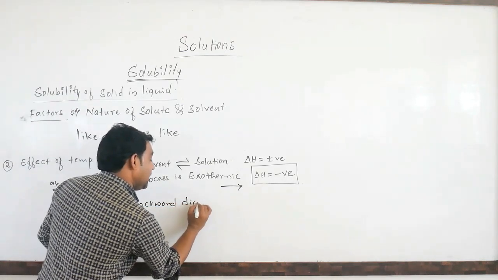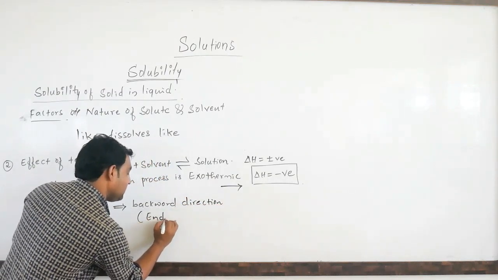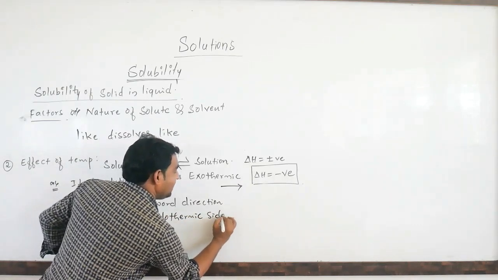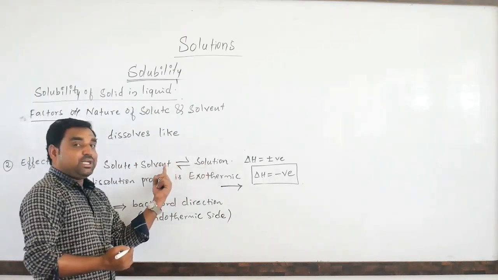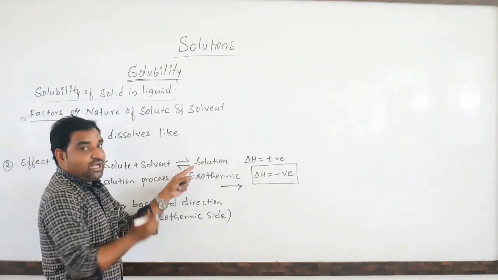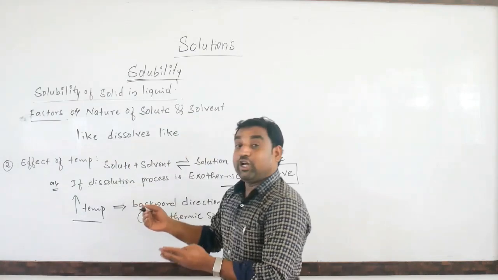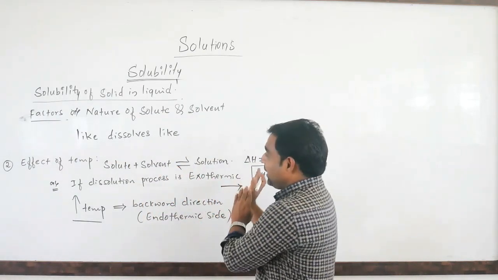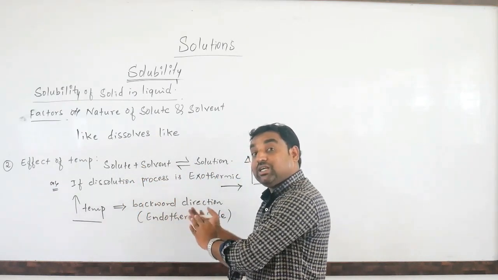Backward direction, or you can say towards the what? Endothermic side. Endothermic side. It means what? Backward direction. Endothermic side means solubility will decrease. So if the solute is dissolved in a solvent, the solution will form. Forward reaction, dissolution will be more. The dissolution will be more means the solubility of a solute in the solvent increases with the forward reaction. If the reaction moves towards the backward side, the solubility of a solute in a liquid decreases.